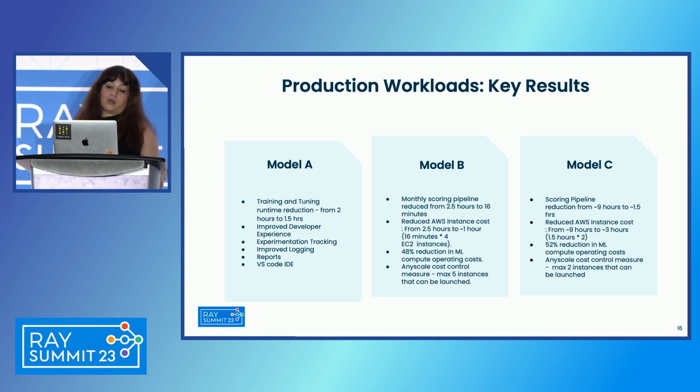Similarly, in another model migration, model B, we experienced the monthly scoring pipeline runtime being reduced from 2.5 hours to 16 minutes, which was a significant improvement. At the same time, we also experienced reduced AWS instance costs.